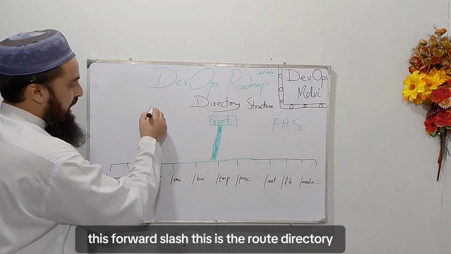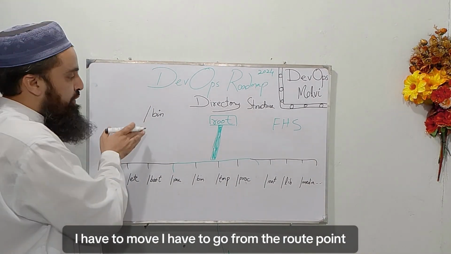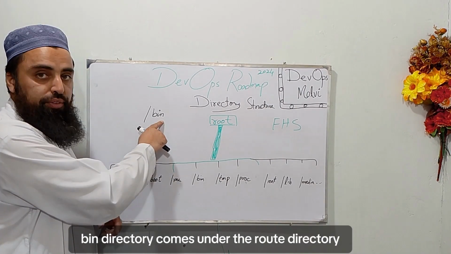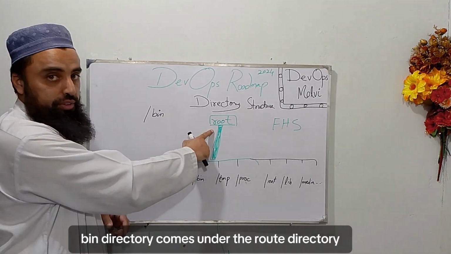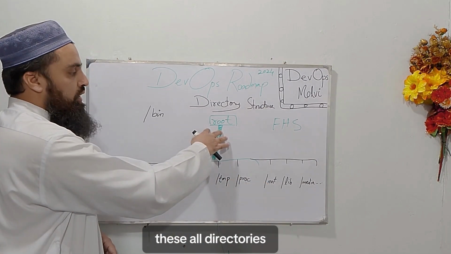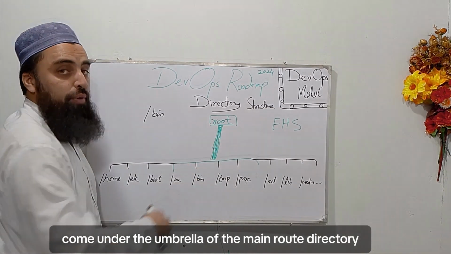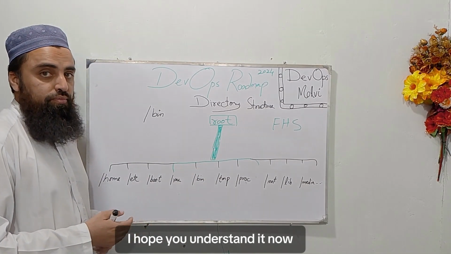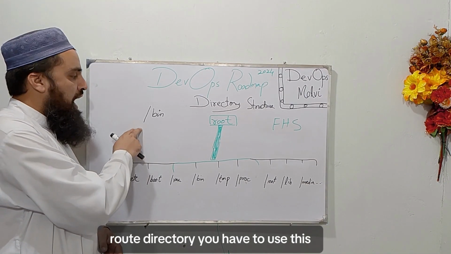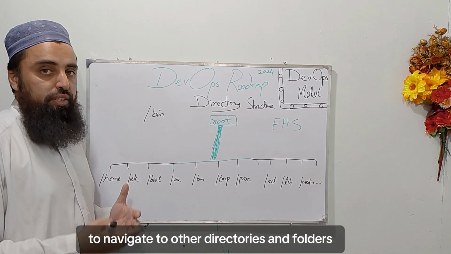This is the root directory, and if I want to go to the bin, I have to go from the root point. So it means that this bin directory comes under the root directory. Bin, var, boot, proc, mnt, all these directories come under the umbrella of the main root directory. I hope you understand it now. So that's the importance of this main root directory. You have to use this to navigate to other directories and folders.